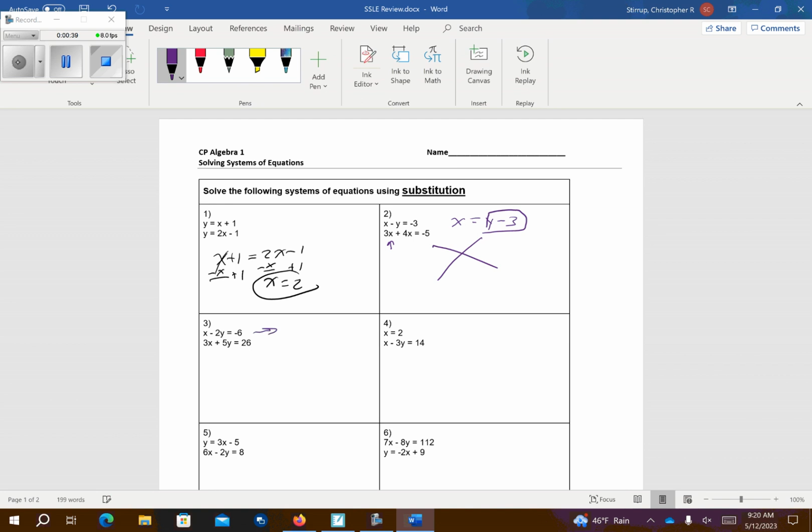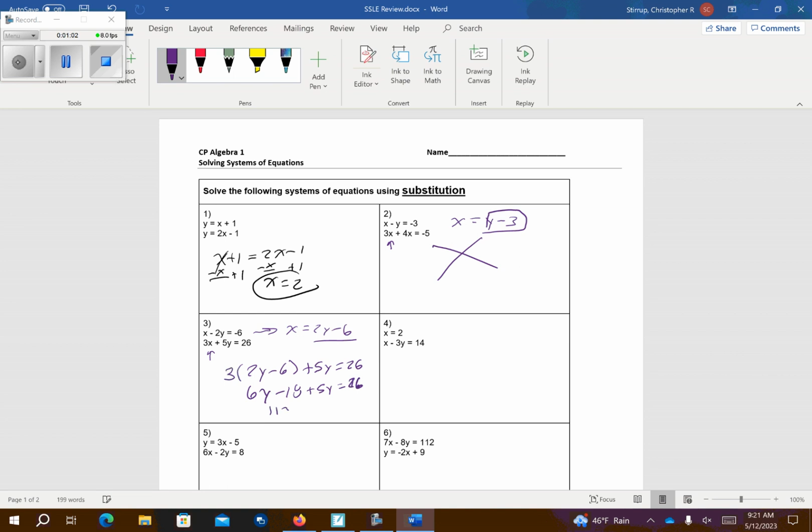This problem, I'm going to modify this one. I'm going to add 2y to both sides, so I get 2y minus 6. Then I can plug this in for x right there. So I'm going to get 3, and then 2y minus 6 plus 5y equals 26. So that's going to give me 6y minus 18 when I distribute, plus 5y equals 26.